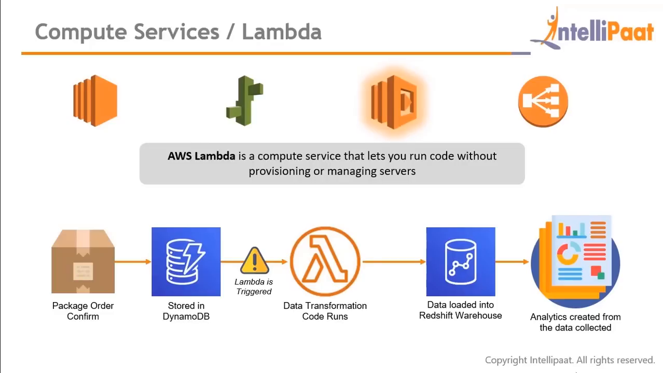Take it as DynamoDB. And at that time, the Lambda will be triggered. The Lambda runs a data transformation code which is loaded into the Redshift warehouse. Let me explain what DynamoDB and Redshift are in the later parts of the video. But right now, learn what Lambda is. So Lambda runs this data transformation code or whatever code you put into it. And finally, after it is stored in the data warehouse, it will give you analytics which are created from those data which you have collected. So this is what Lambda does.